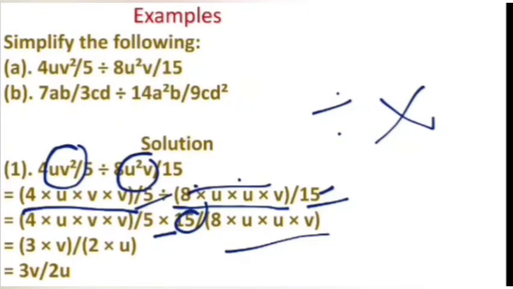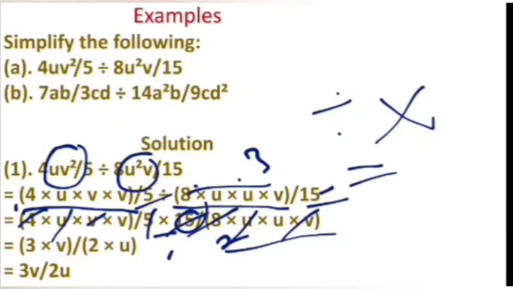Let's cancel. You have u cancelling u here. Then the v cancelling the v here. Then 4 here, 1. 4 here, you have 2. Very simple. 5 here, 1. 5 here, you have 3. So when you do the cancelling very clearly, you're going to be having 3 times v left.